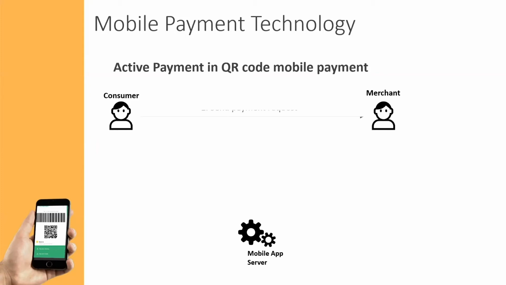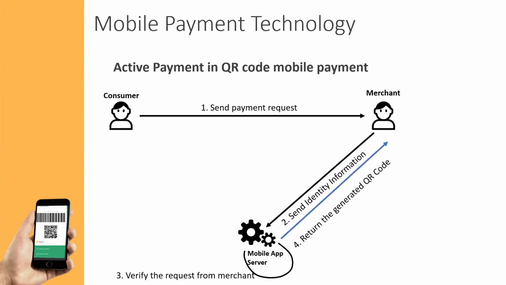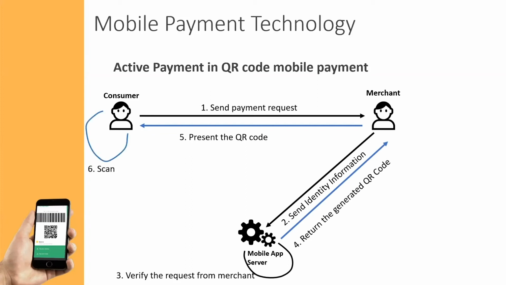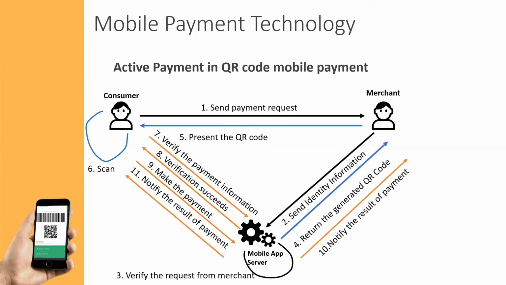Assume you're a consumer and you first send the payment request to the merchant. The merchant will send identification information to the mobile app server. The server will verify the request from the merchant and return the generated QR code. The next step, the merchant will show the QR code to the consumer so that the consumer can scan the QR code. When they scan the QR code, it should send the payment information to the mobile app server. The mobile app server will verify the information, and when it succeeds, the consumer can make the payment. And when the payment is finished, the mobile app server will notify the consumer and the merchant that the payment is successful.